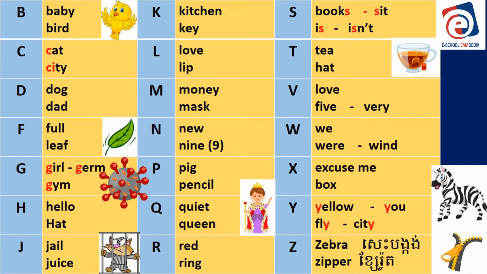And S makes more than one sound. It makes 2 sounds. S makes the S sound and the Z sound. S, Z. And Y makes 3 sounds. Y, I, E. And so Y makes its own sound, Y, but Y also makes the sound of I and E in some words, in many words.